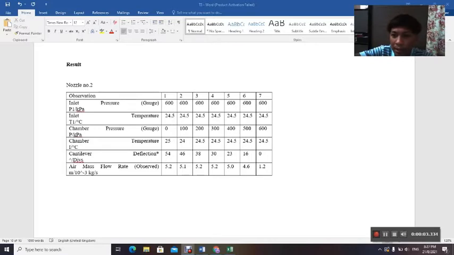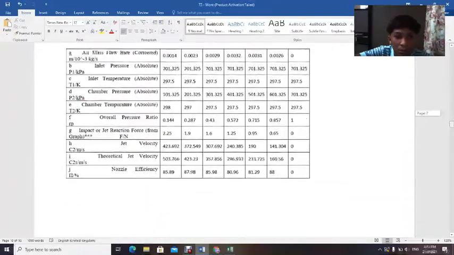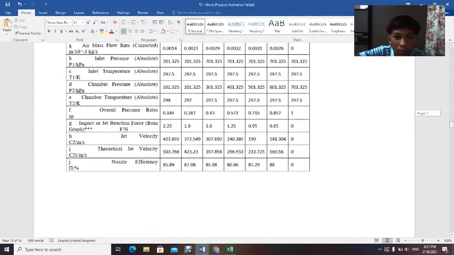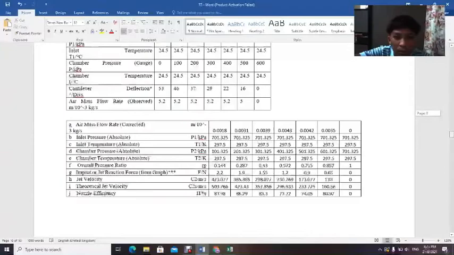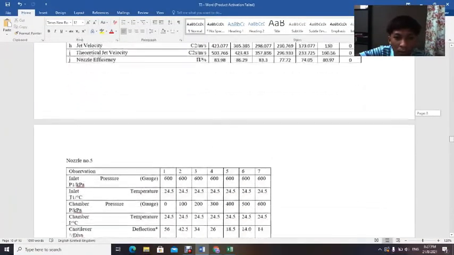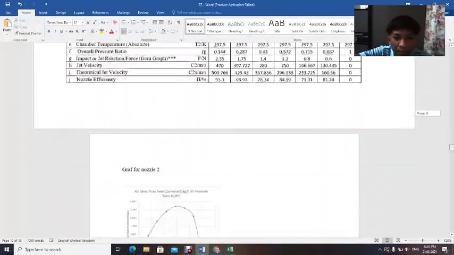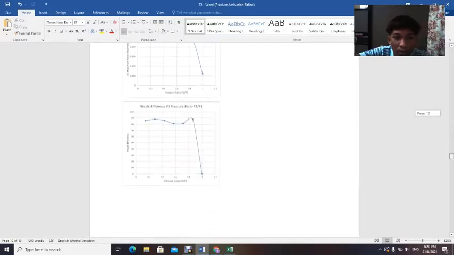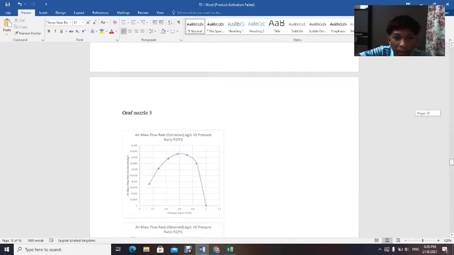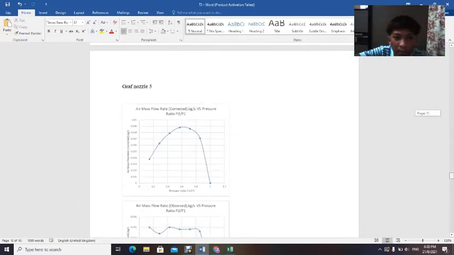Okay, this is all result for this experiment. Nozzle 2, and then nozzle 3, and then nozzle 5. And next is graph for nozzle 2, and then graph for nozzle 3, and then graph for nozzle 5.